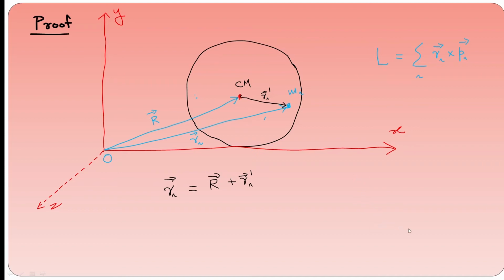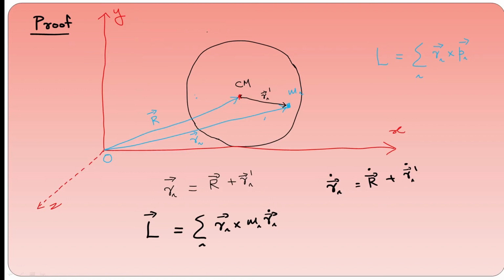You just see how we can write L. L can be written as summation over i of Ri cross Pi, which is Mi Ri dot. Now Ri equal to R plus Ri prime, so Ri dot equal to R dot plus Ri prime dot. This is the vector L, the angular momentum about the origin O. Now let us substitute.